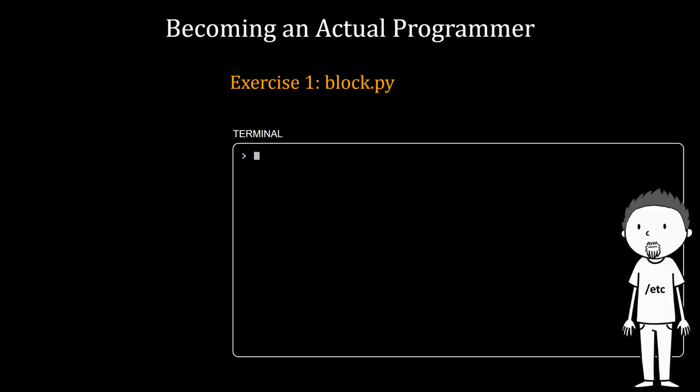Exercise 1, block.py. Write a program that inputs a number and prints a solid block of stars, just like that. Exercise 2, square.py. Write a program that inputs a number and prints a hollow square of stars, just like that. Exercise 3. Write a program rectangle.py that inputs 2 numbers and prints a hollow rectangle of stars with the given width and height, 4 and 6 in that example.